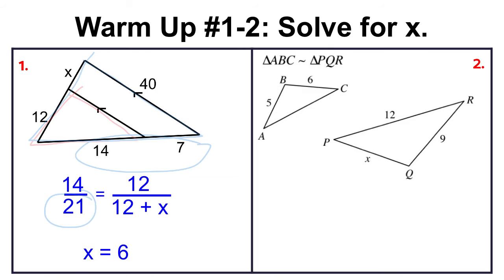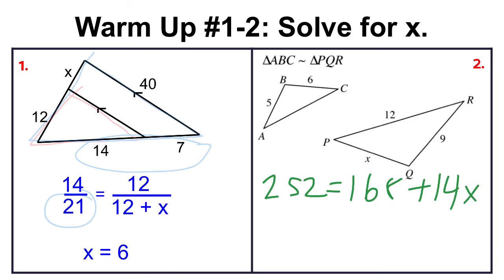So if you needed to cross multiply, you're going to multiply diagonally. So I'm going to start by doing 21 times 12, and 21 times 12 is 252. And then I'm going to multiply diagonally the other way. So I'm going to do 14 times 12, which is 168. And I'm also going to do 14 times x.